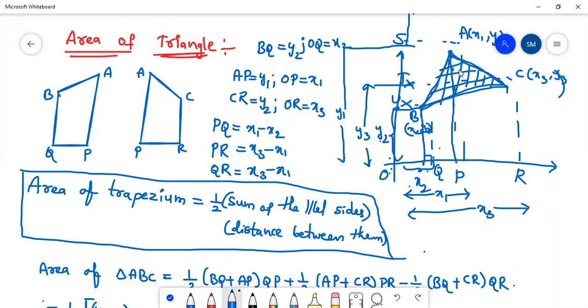Here, to find the area of ABC, first we draw the trapeziums. That is, from the figure, BQPA is a trapezium and APRC is a trapezium. The area of these two trapeziums added together includes the triangle ABC. But to find only the area of the triangle, from these two trapeziums we can draw the other trapezium, that is BQRC.